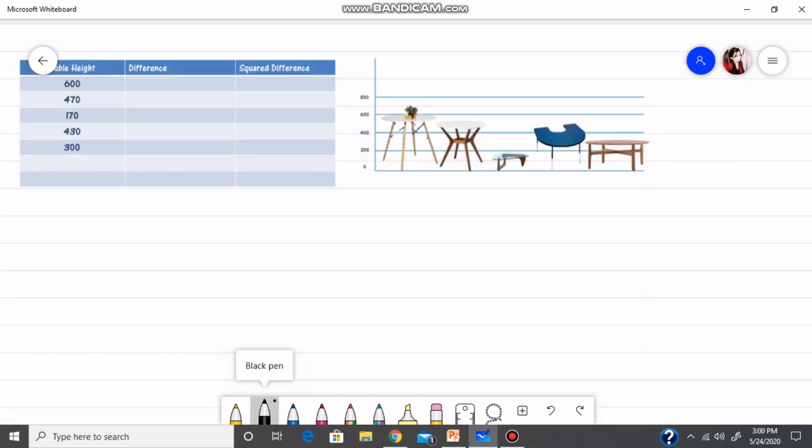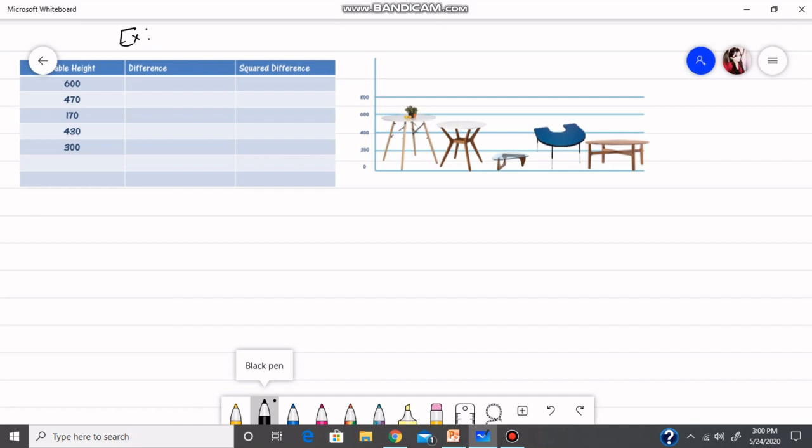Let us now understand the variance and the calculation of variance and standard deviation with the help of an example. This example has some heights given for a table. So we have different heights for 5 tables given here, and we need to find out the variance and standard deviation for this data point.